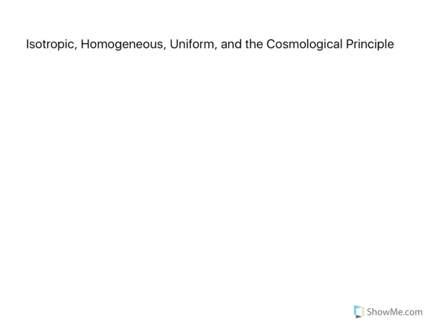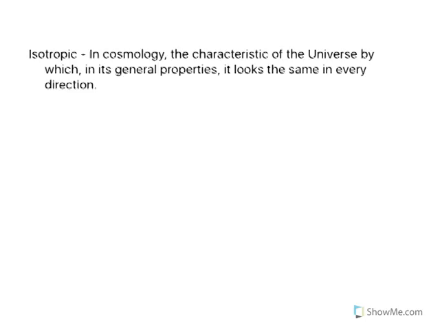In this segment, we're going to look at isotropic, homogeneous, uniform, and the cosmological principle. Let's start with isotropic. In cosmology, isotropic is the characteristic of the universe by which, in its general properties, the universe looks the same in every direction. Let's first look at the word isotropic.